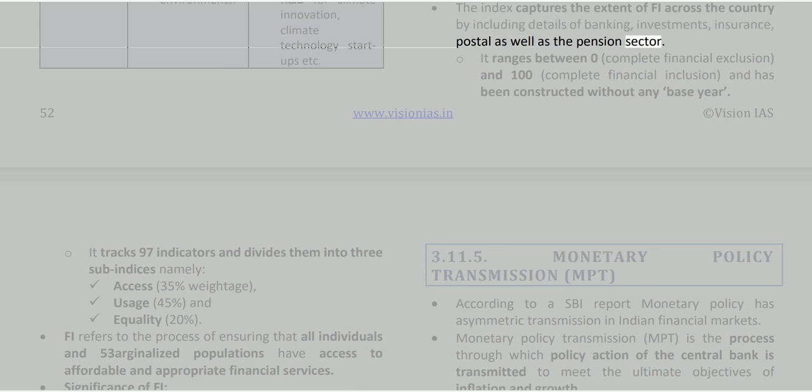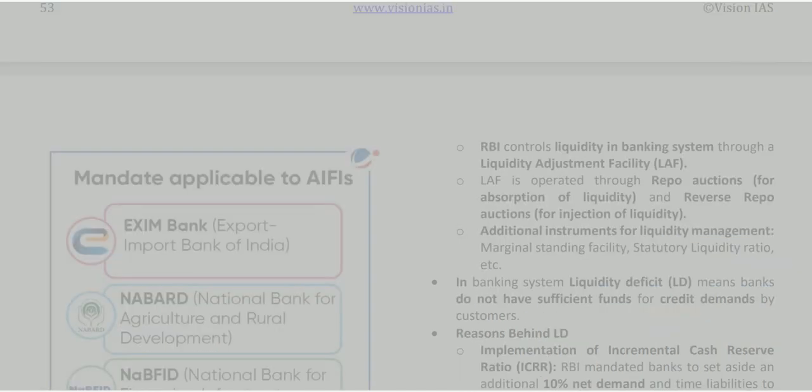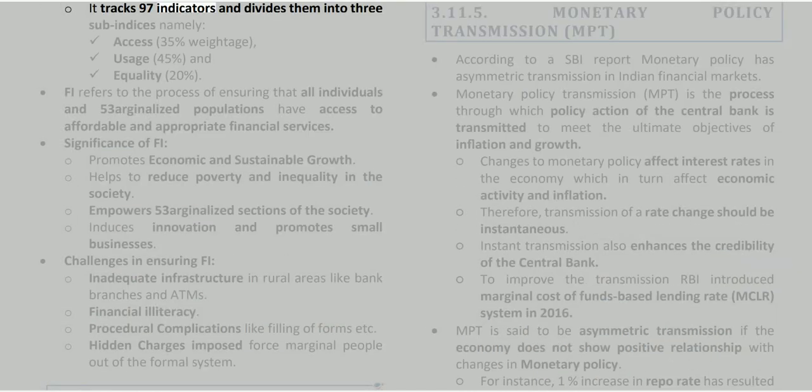It ranges between 0, complete financial exclusion, and 100, complete financial inclusion, and has been constructed without any base year. It tracks 97 indicators and divides them into 3 sub-indices, namely, access, 35% weightage, usage, 45%, and quality, 20%.